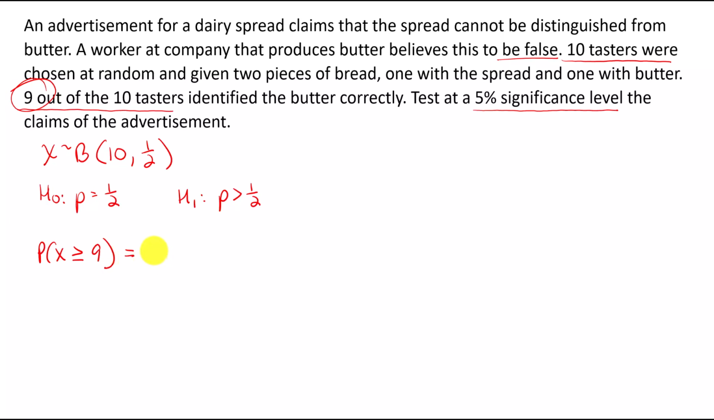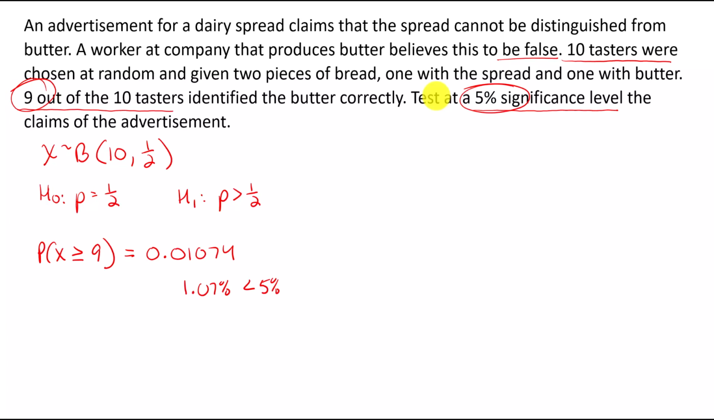Okay, so when we do this, we get 0.01074. And again, if I make that a percent, that's about 1.07%, which is less than 5%, which is my significance level here.